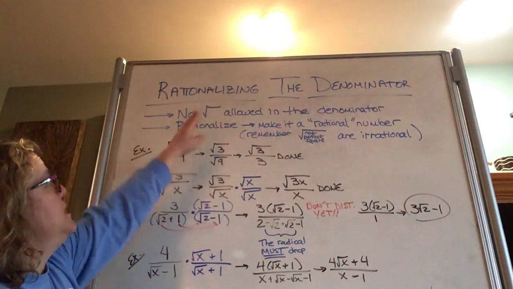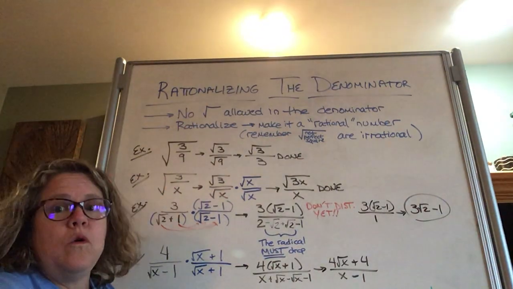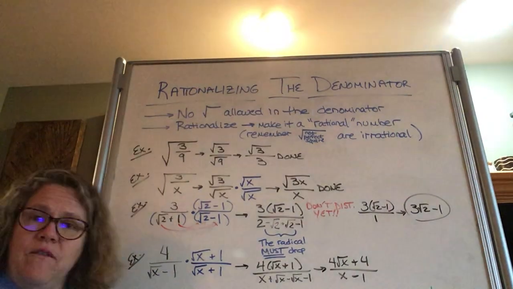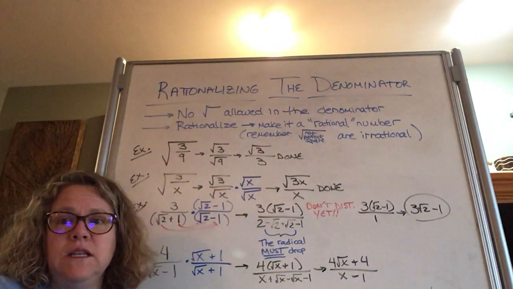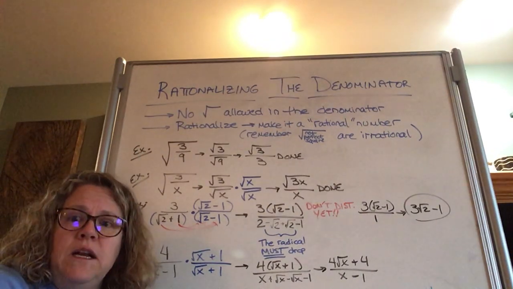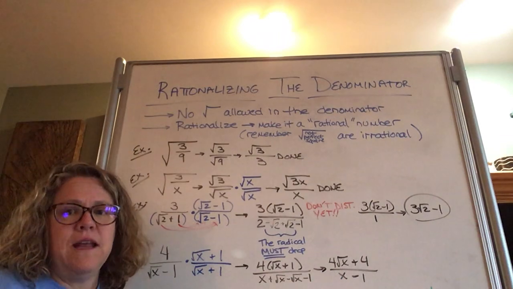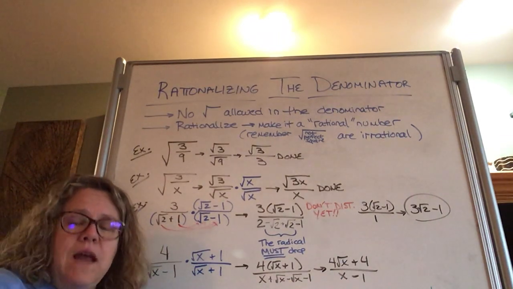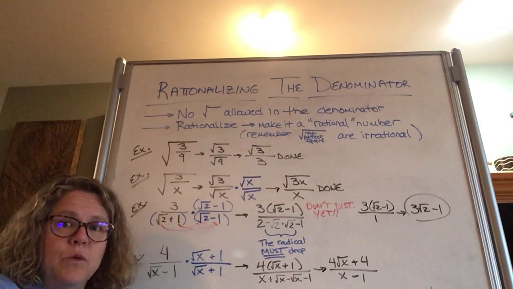So first thing we need to know, there are no radicals allowed in a denominator. Just like we're not allowed to have a negative in a denominator, we're not allowed to leave an answer with a negative exponent. There are just rules for how we can and cannot write our answers, our results in math, and we cannot leave a radical in a denominator. It's just the way it is.